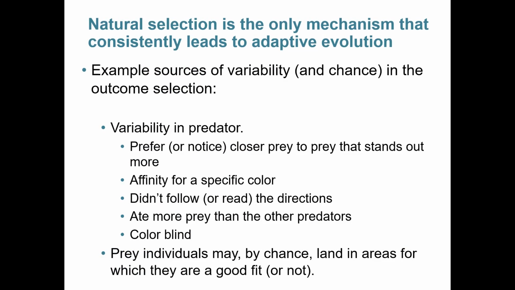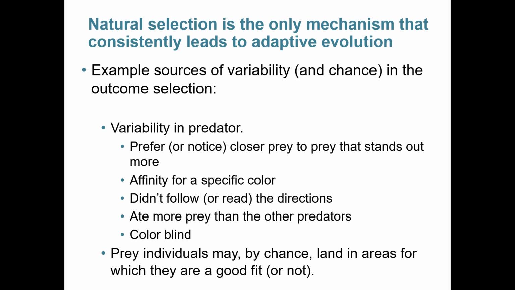So predators might prefer or notice prey that are closer to them. They might have an affinity for a specific type or color of prey. Maybe the predators didn't follow the directions or read them. Maybe they ate more prey than they were supposed to, and some predators might not have the ability to tell the colors apart. Individual prey might, by chance, land in areas that are a good fit for them, or not. So when we're thinking about natural selection, we often simplify everything down to, does the color match the environment or not? When there are in fact a lot of variables that are working together to determine what's going to happen. This is what we mean by natural selection does not create perfect organisms. It's only going to select for things that are advantageous right now in this instance, given all things the same.